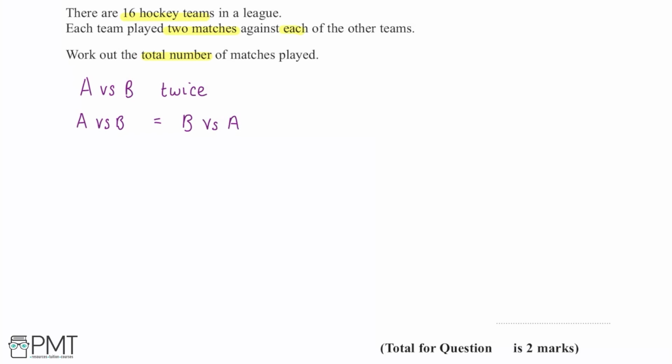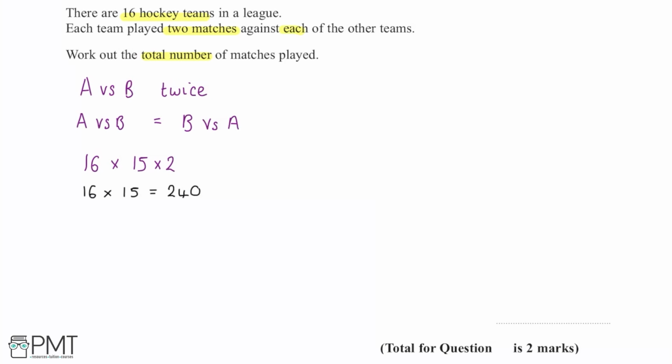So if we have 16 hockey teams in a league and they're each playing 2 matches against each of the other teams, then that would look like we're going to have 16 hockey teams playing 15 other teams twice. However, we then need to divide this value by 2 because A playing B is the same as B playing A, so we're going to have double the amount of outcomes that we actually need. So in order to get the actual answer to this question, we simply need to do 16 multiplied by 15, and that gives us an answer of 240.